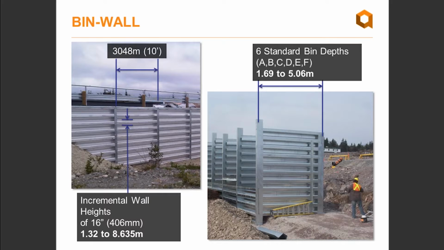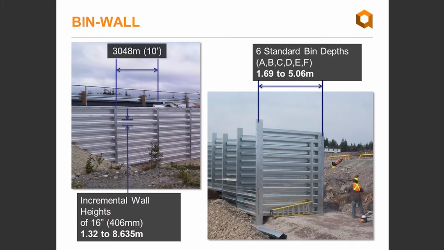So just to give you an idea of the geometric configuration, typically we can increase the wall height in 16-inch segments, or 406 millimeters. Usually the maximum height for bin wall is around 8.5 meters, again depending on the batter, the live loads, et cetera, that we're designing for.